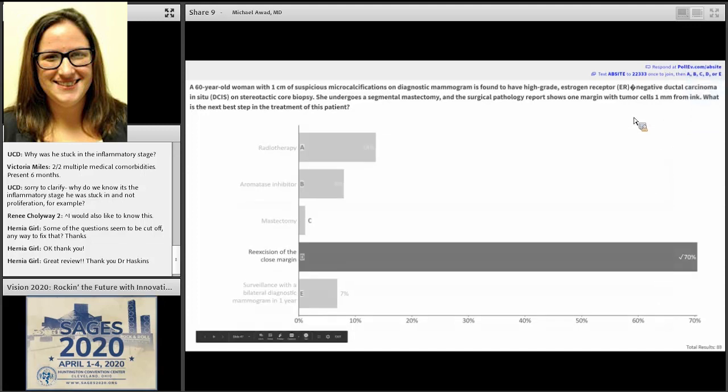Great, so this is DCIS. You need 2 millimeter margins for this, so the next thing you want to do is re-excision of the close margin. That's exactly right.